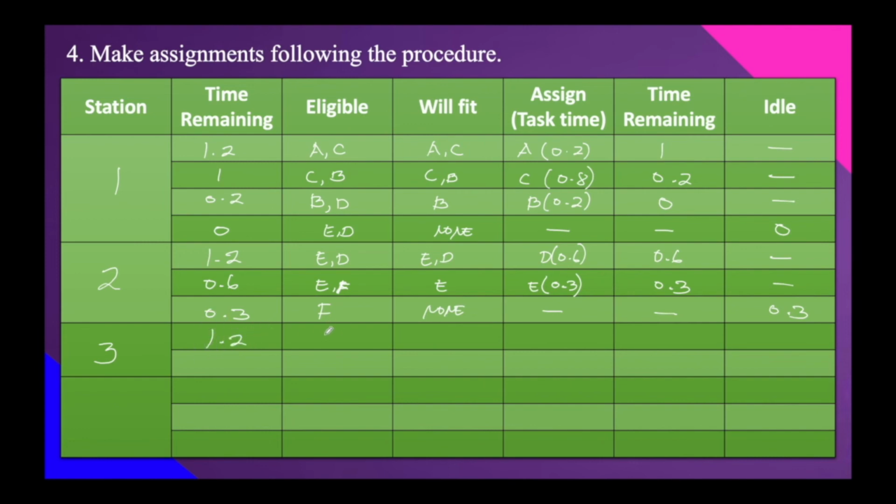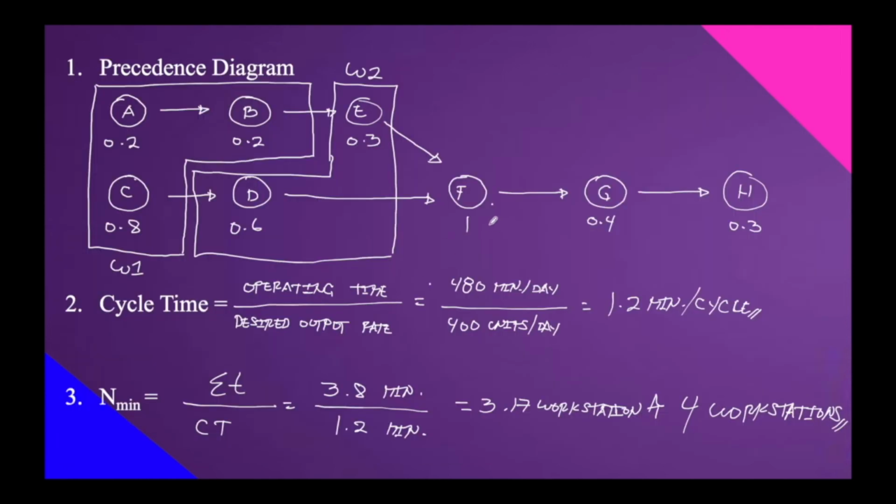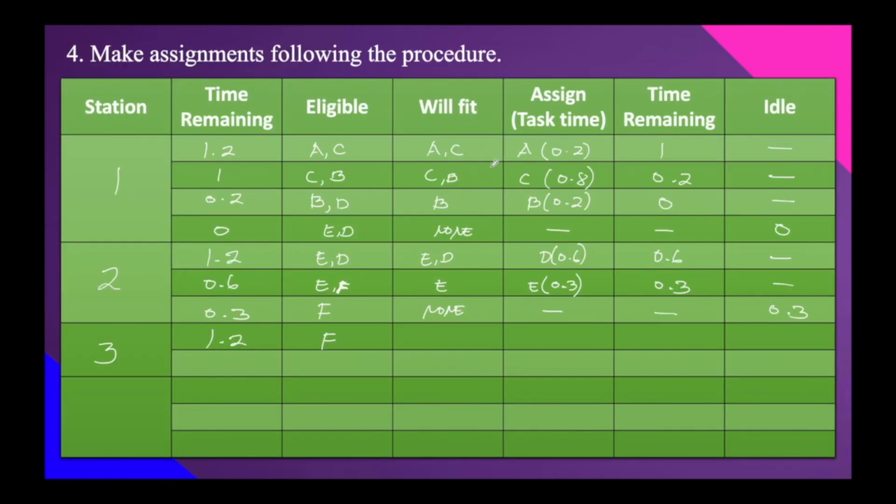Eligible natin for now is letter F. Okay? Letter F is 1, si G is 0.4. Hindi pa po siya eligible dahil may nakaharang pa, which is si F. Okay, so F unahin natin. So F here, so we'll fit F. F is 1 minute, tama? Okay? So 1.2 minus 1, we have 0.2.